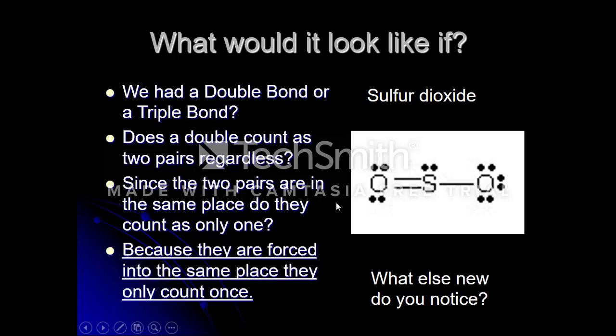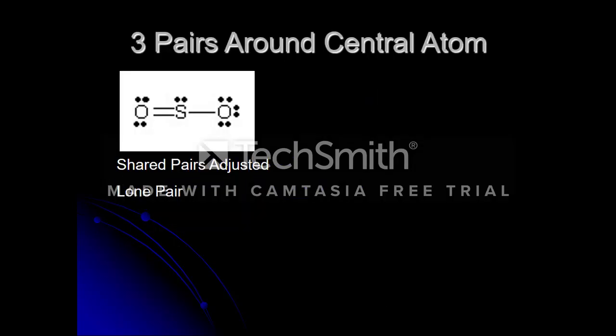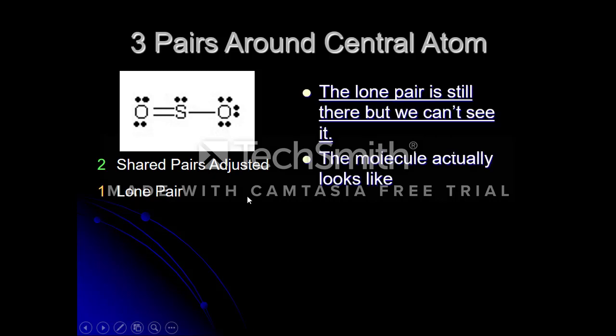All right. So we've got this shared pair that's a double bond, and then another shared pair, and then an unshared pair. So we only count double and triple bonds as 1 shared pair, and then we've got those new unpaired electrons there. So now we've got 2 shared pairs that are adjusted because it's a double bond, and then 1 lone pair or unshared pair. All right, we can't see that unshared pair.